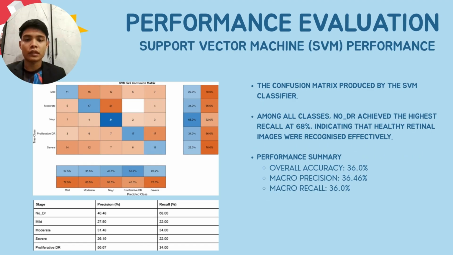Next is the support vector machine, SVM performance, the confusion matrix produced by the SVM classifier. Among all classes, no DR achieved the highest recall at 68%, indicating that healthy retinal images were recognized effectively. So for the performance summary, overall accuracy of 36% with macro precision of 36.46% and macro recall of 36%.